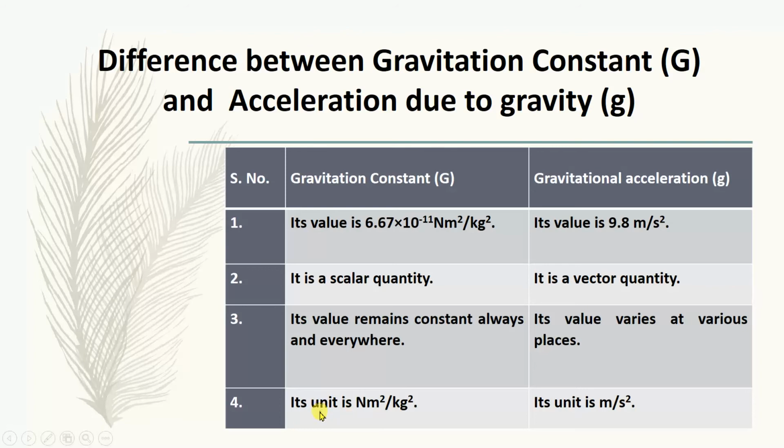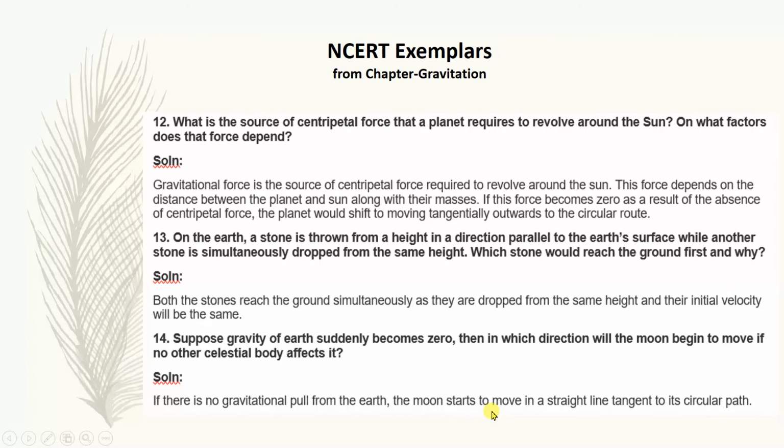Then the SI unit of the gravitational constant is newton meter square per kg square, and for small g it is meter per second square. So students, I hope that we have completely revised this, and I hope you will revise it again and again. Let's see how much we have revised. Let's solve the NCERT exemplar problems.